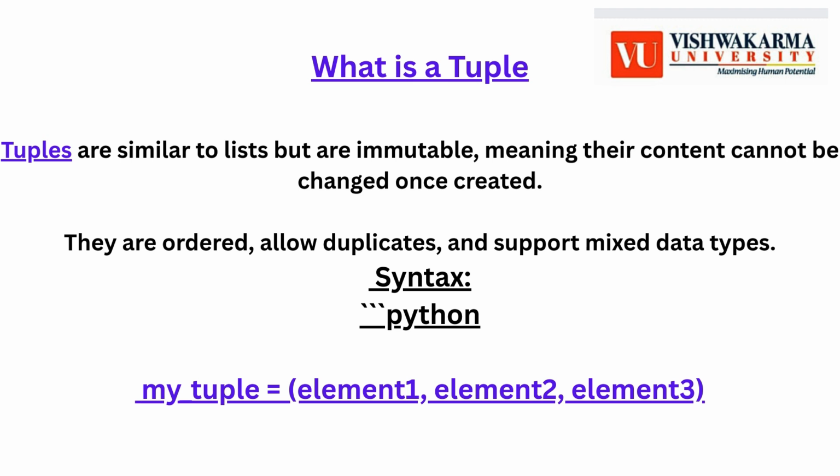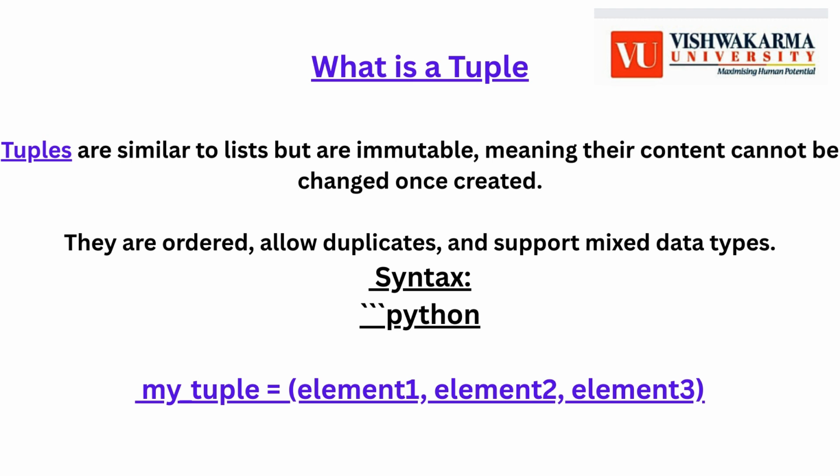In this slide we will see what a tuple is. Tuples are similar to lists but are immutable. Meaning what? In short, in a list we can insert, remove, or change the list as we want. But a tuple is totally different, because in a tuple we cannot insert or delete an element. It is unchangeable. Such a type is called immutable, meaning its content cannot be changed once created. That's what a tuple is.